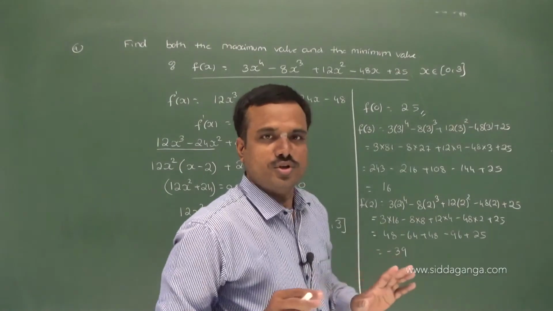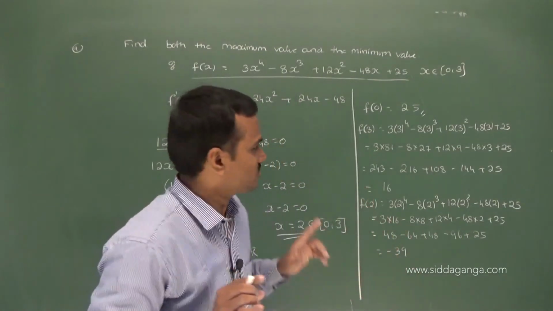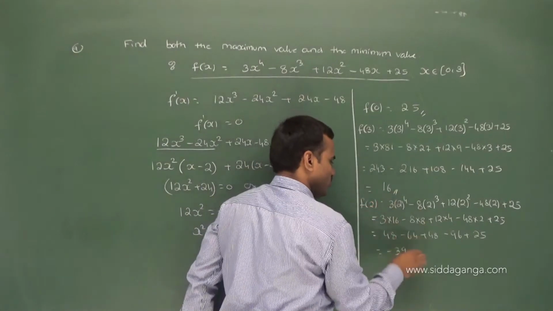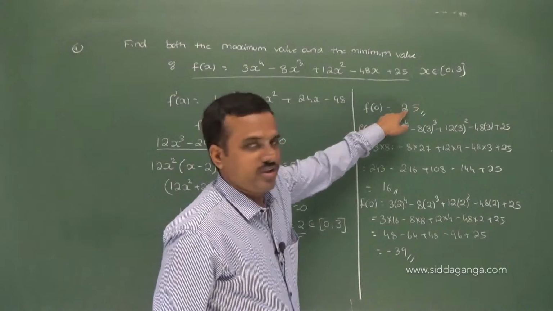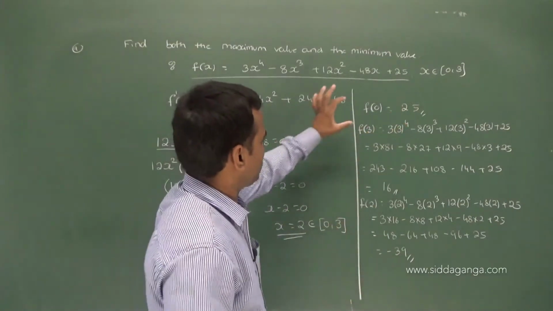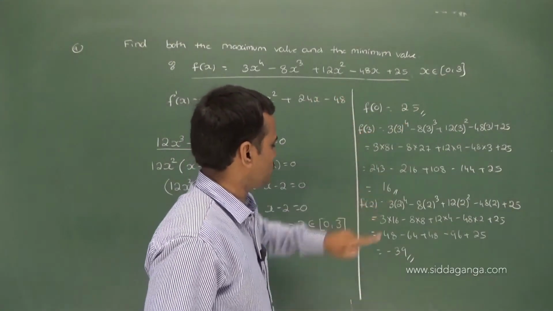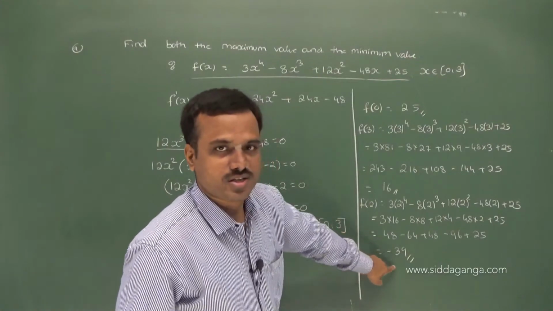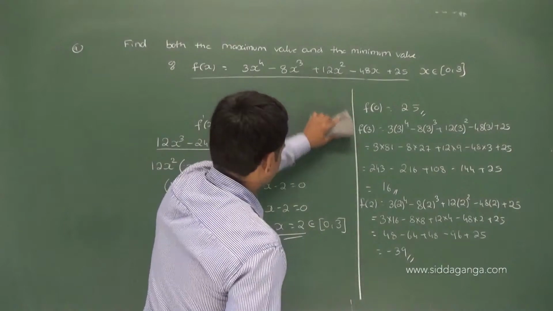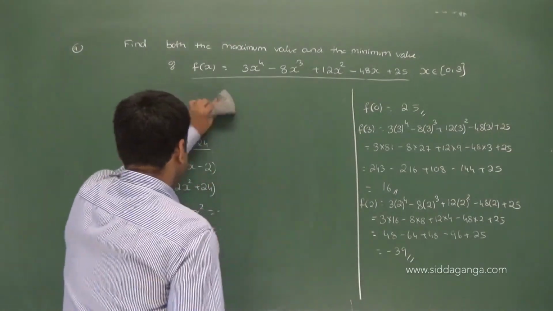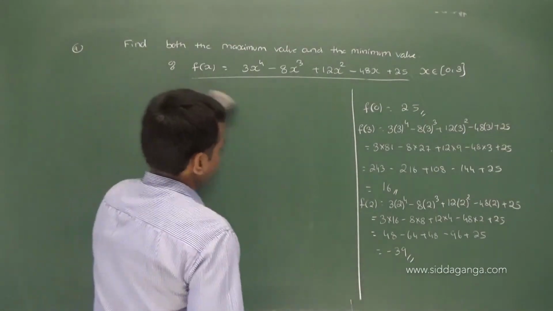Minus 39. You also calculate this because these values are very important. f of 0 is 25, f of 3 is 16, f of 2 is minus 39. So we write the conclusion step.